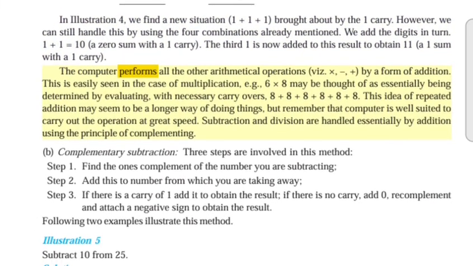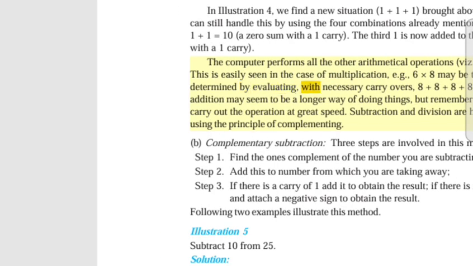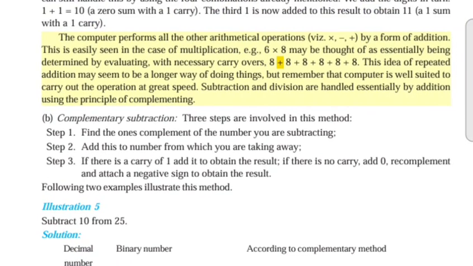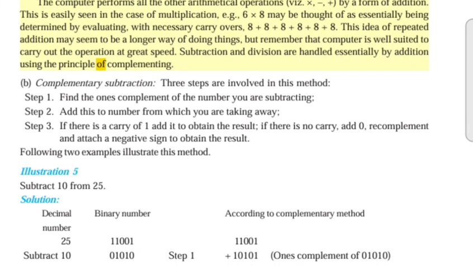The computer performs all the other arithmetical operations, viz. minus, times, divide, by a form of addition. This is easily seen in the case of multiplication, e.g., 6 times 8 may be thought of as essentially being determined by evaluating, with necessary carryovers, 8 plus 8 plus 8 plus 8 plus 8 plus 8. This idea of repeated addition may seem to be a longer way of doing things, but remember that the computer is well suited to carry out the operation at great speed. Subtraction and division are handled essentially by addition using the principle of complementing.